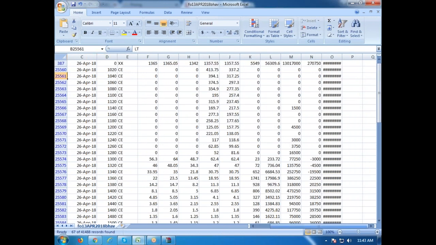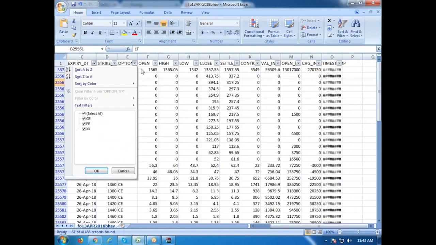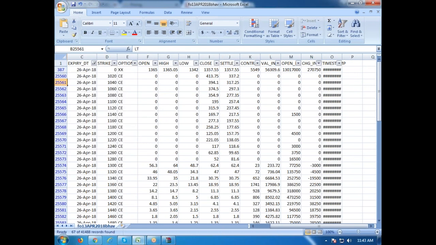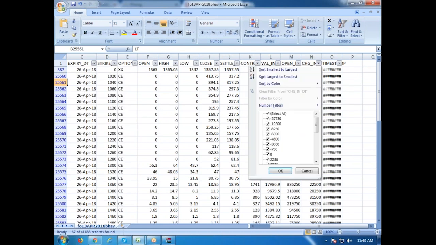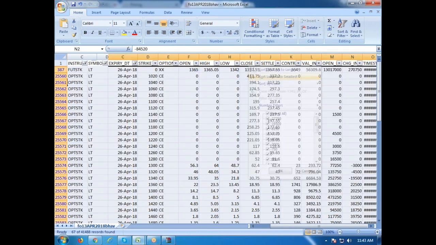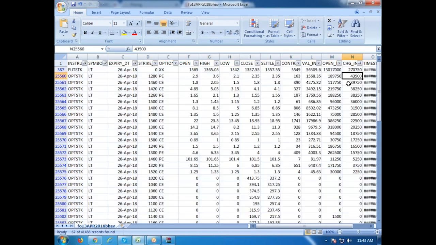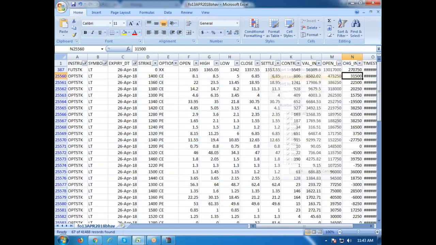मेरे को call देखना है, I will filter the call option. मेरे को put देखना है, I will filter the put option. I go to change in open interest, doing the largest to smallest. So I see where the large changes have happened in the LNT. Where is the highest open interest in LNT? LNT has 1400 call option, it has the highest open interest.